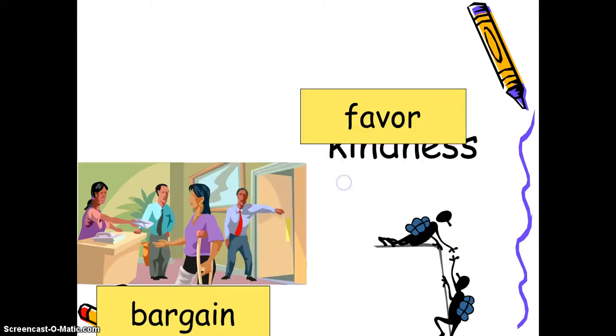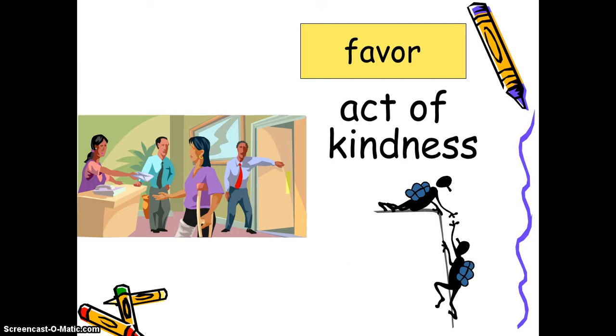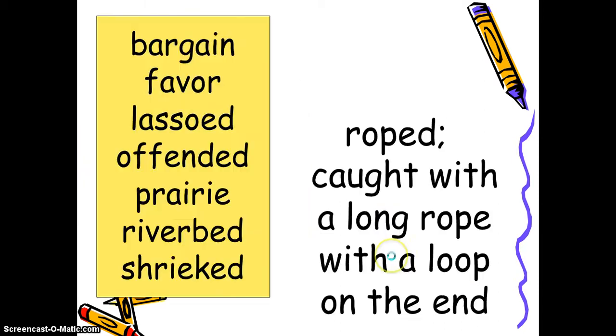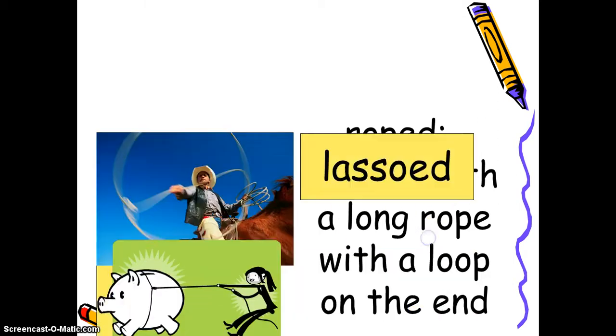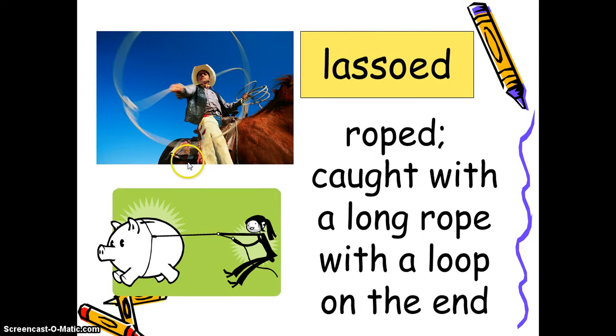An act of kindness would be doing a favor for someone, like this person here helping someone up on a cliff, or opening a door for someone who maybe is having trouble opening a door as she has a crutch and an injured leg. Roping someone or catching someone with a long rope and a loop at the end of it, of course, is lassoing, as these 2 pictures are showing you.